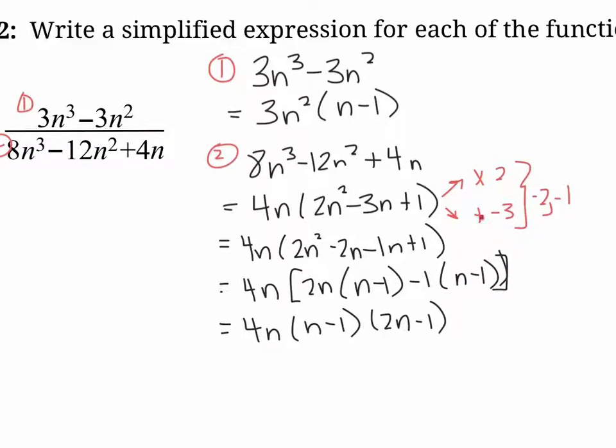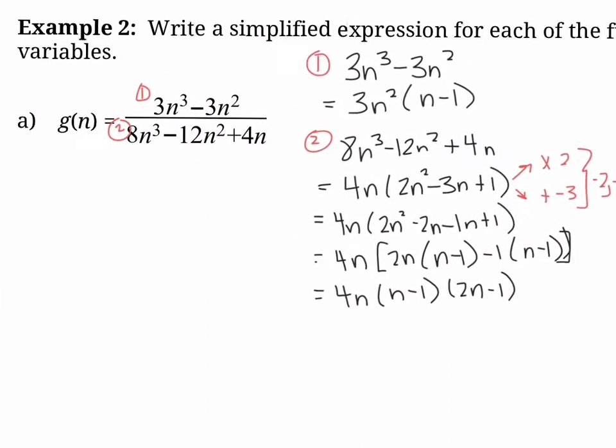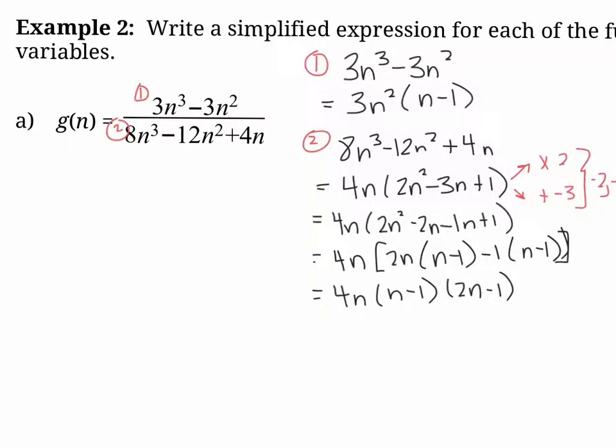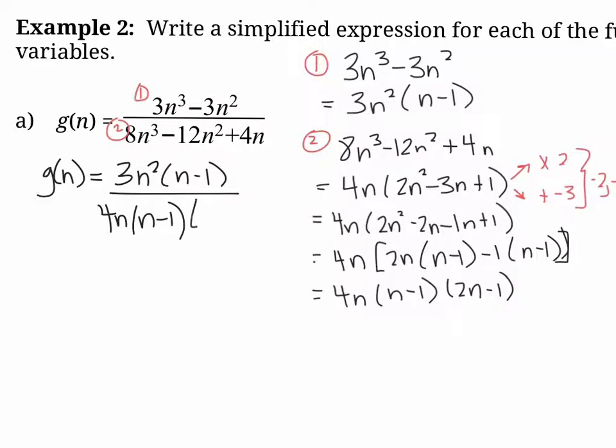So once you have everything factored, we're going to put it back together into our equation. So we have this function. We called it g of n. And the numerator factors to 3n squared times n minus 1. And the denominator factors to 4n times n minus 1 times 2n minus 1. So now that everything's factored in the top and everything's factored at the bottom, we're dealing with all multiplication here, multiplication, multiplication. Now we can start canceling things out.